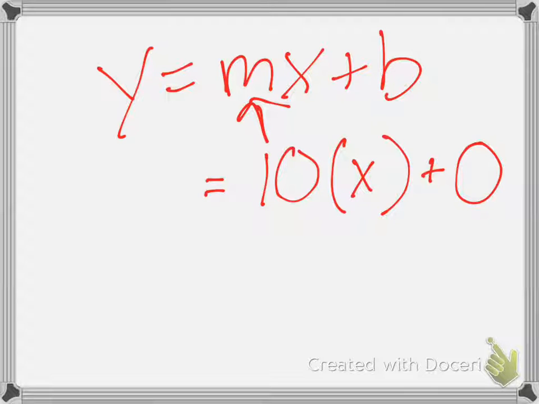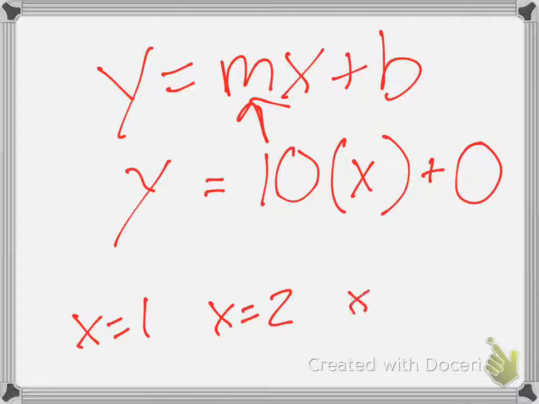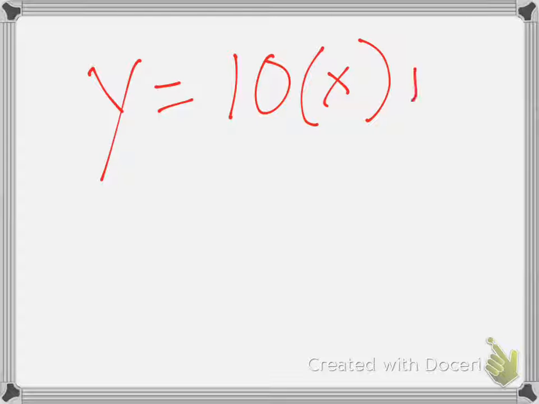So I want you to plug this in for the whole thing. I want you to do each of those 4 points: when x equals 1, when x equals 2, when x equals 3, and when x equals 4. By the way, you're just going to get the same values that we did on our ratio tables.